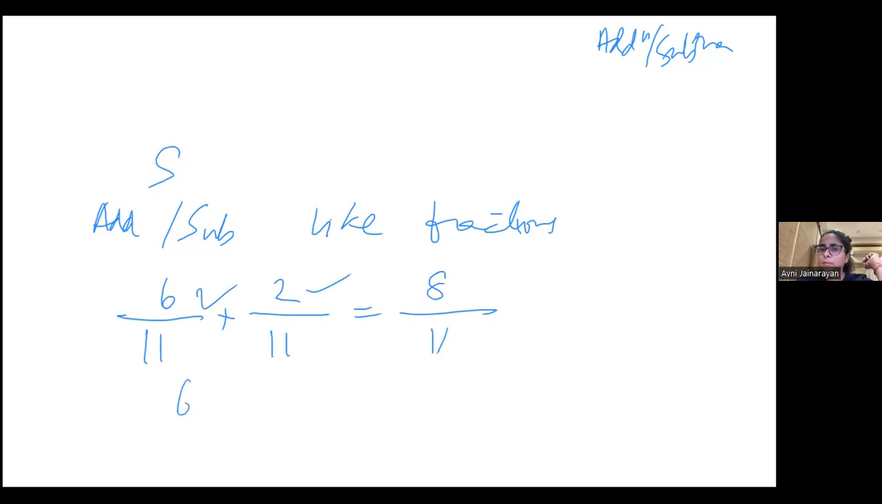Similarly, it is 6 upon 8 minus 1 upon 8. So they have to see first, is it like or unlike? The first thing they must ask themselves is to identify if it is like or unlike. Now they say it is like. So like is simple calculation, like how we do. So it's going to be 5 upon 8.